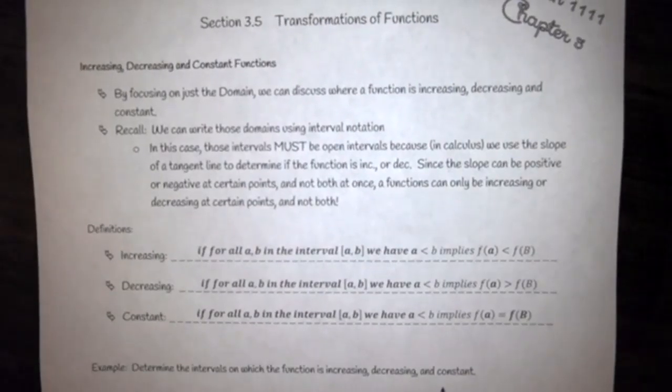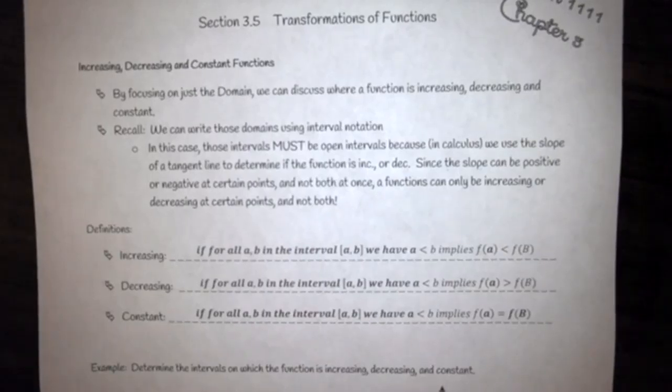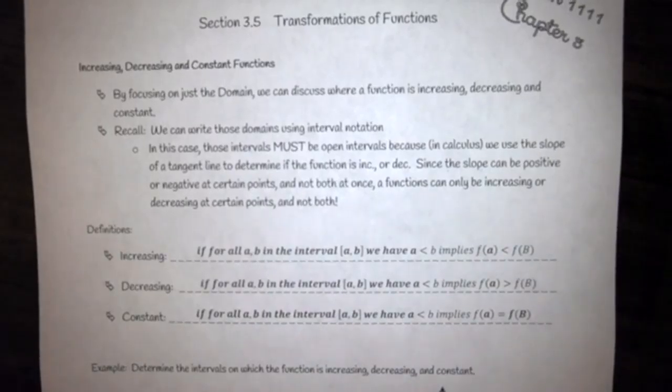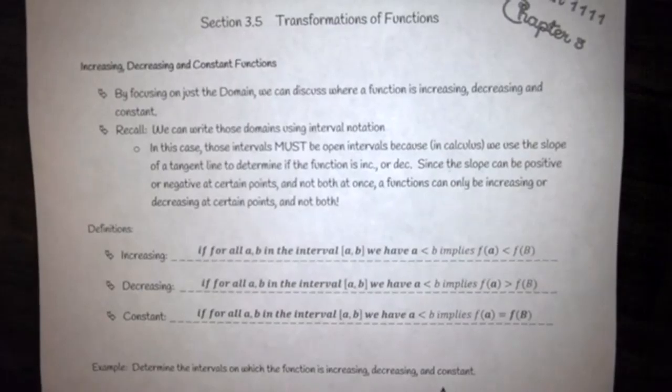Okay? The last one is constant. So constant essentially means that there is no change. So no matter what your x values are, your y value stays exactly the same. There's no change. So we have that if a is less than b, then your function of a will equal your function at b. Okay?